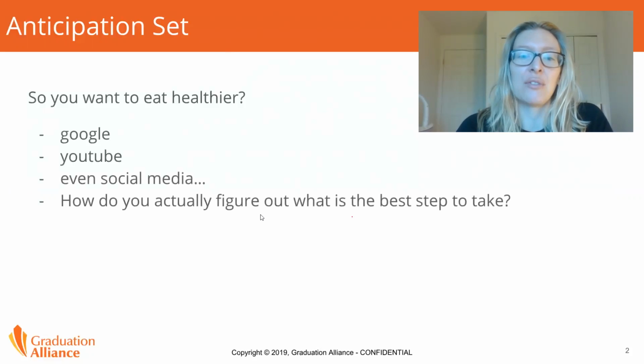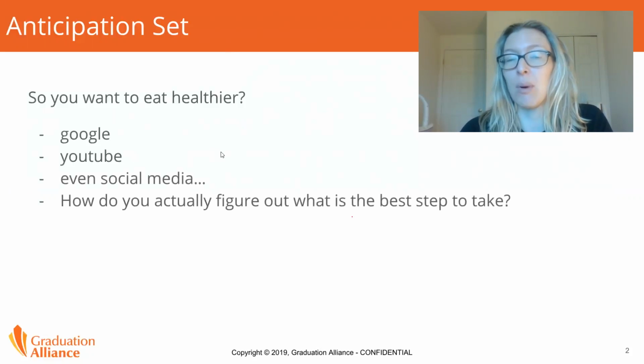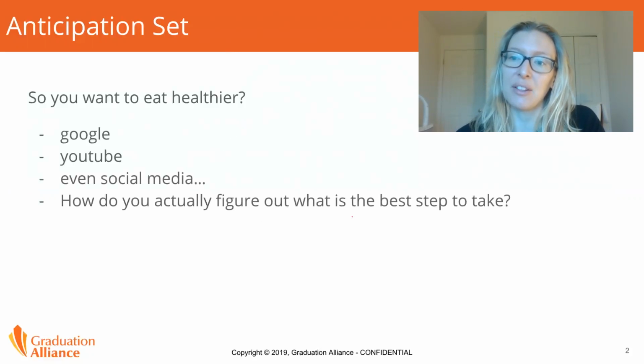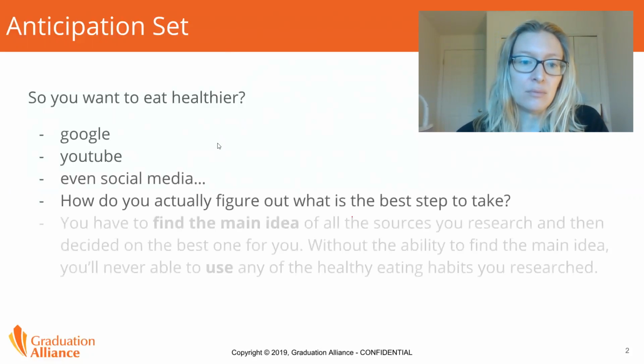But how do you actually figure out what is the best step to take? Or what are all of these articles telling me? What's the main idea of all of these articles? Or what's the main idea of just this one article? And then I can piece together that puzzle, the habits that I'm going to use.